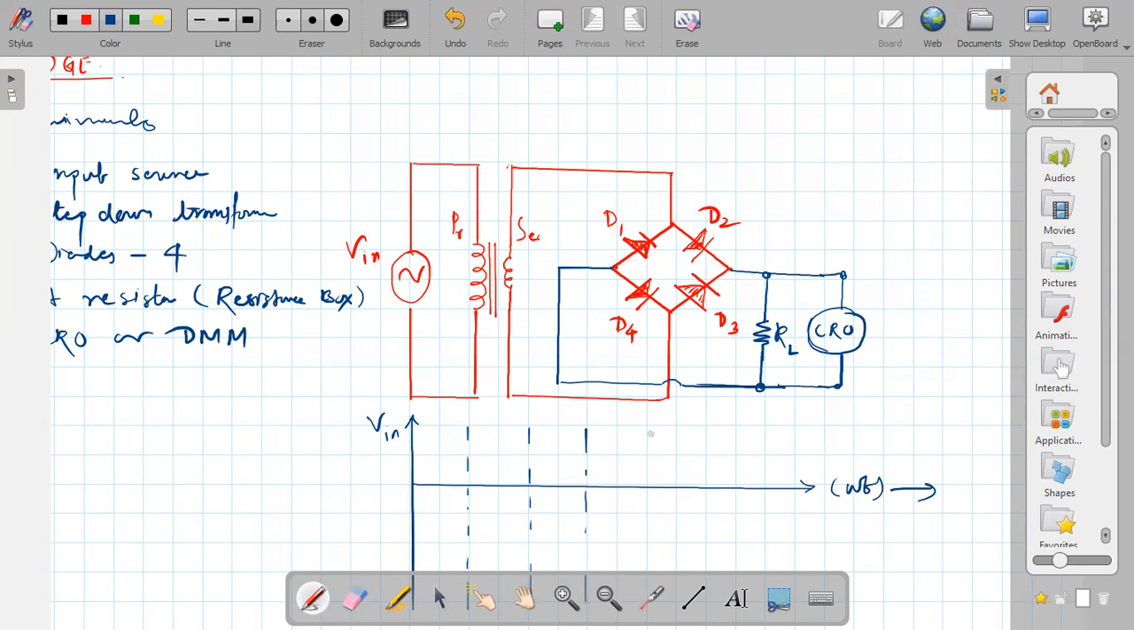See how to draw the input and output waveforms for the circuit. Here I will write 0, pi, 2 pi, 3 pi, 4 pi, 5 pi. First, this is your range. For V out.